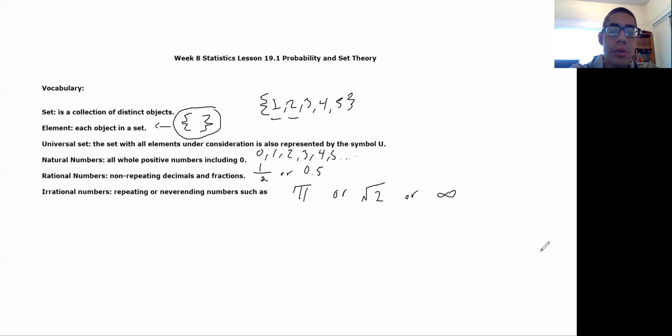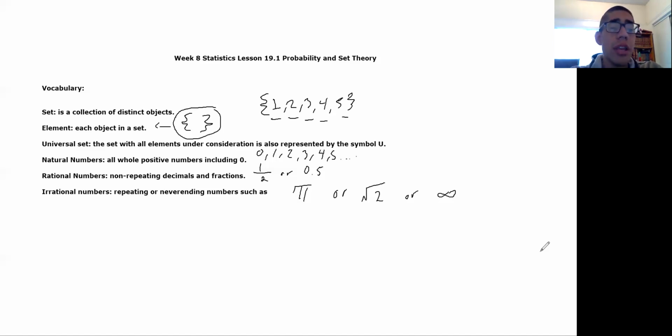That's 1, 2, 3, 4, 5. If there was 6 numbers in there, there'd be 6 elements in there. If there were 7, and so on. But they need to have these brackets, and they need to be referring to a set. So set and element are 2 vocabulary words that go together.